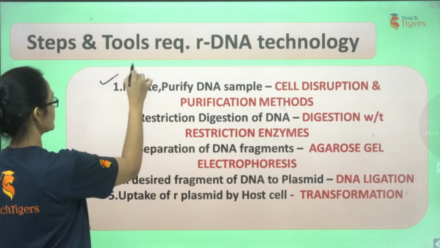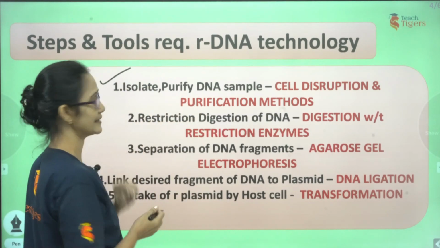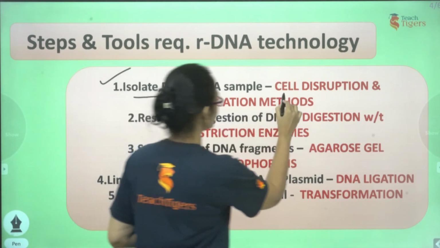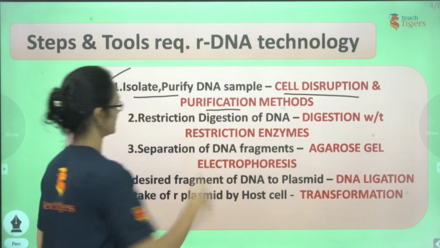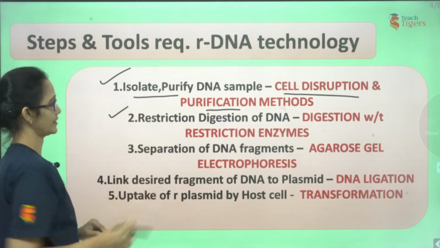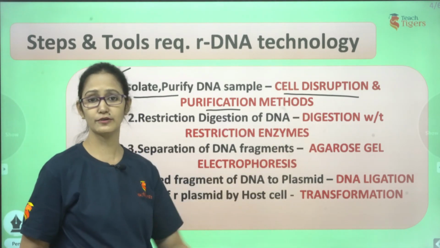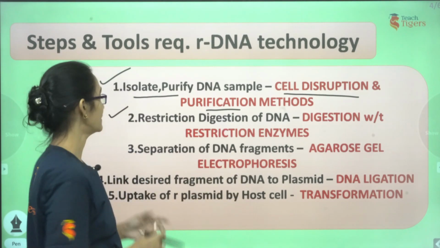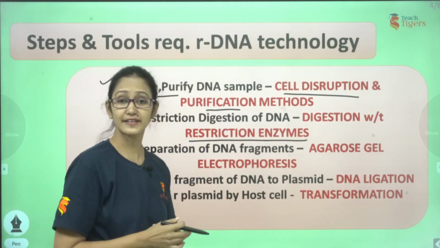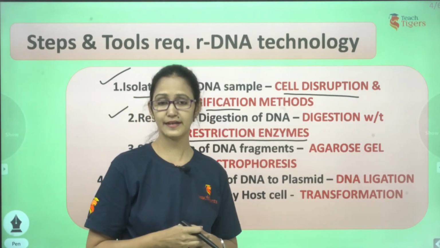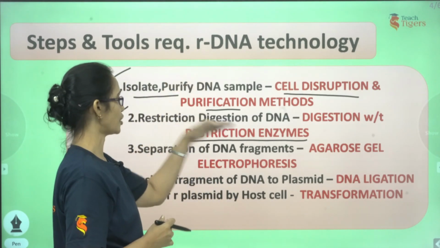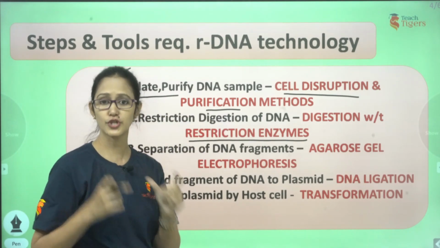The very first step is going to be isolation and purification of the DNA sample. This can be achieved with the help of cell disruption methods and purification methods. So once we get the purified form of DNA, we are going to digest it. We are going to cut the long DNA molecule into shorter fragments with the help of another enzyme called restriction enzymes. Since restriction enzymes are capable of cutting DNA or RNA, they are otherwise called molecular scissors. So now the purified sample is chopped off with the help of restriction enzymes into shorter fragments.